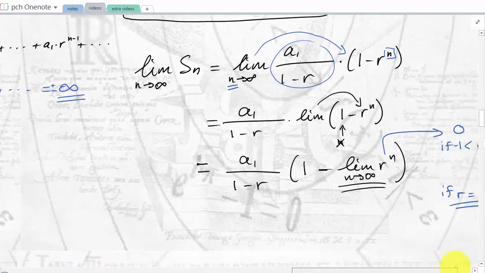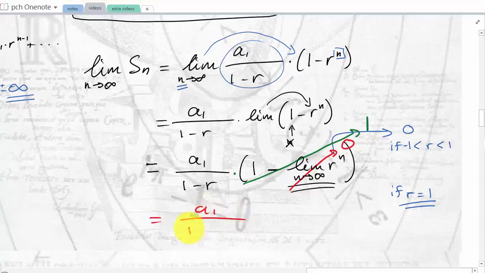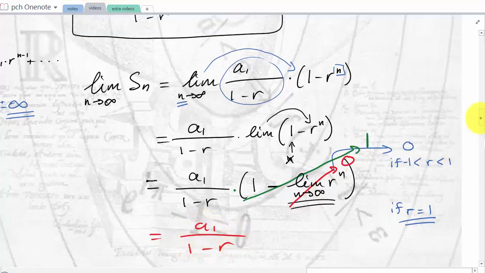Let's continue then. If r is between -1 and 1, this term right here goes to 0. Therefore, 1 minus 0, therefore, this parenthesis is going to go to 1, and a1 over 1 minus r times 1 is just going to be a1 over 1 minus r. And this is a result that you ought to remember.